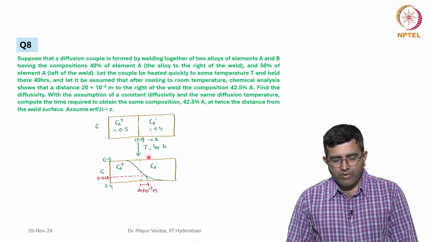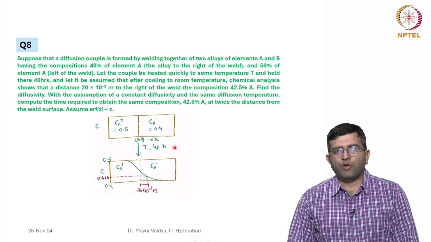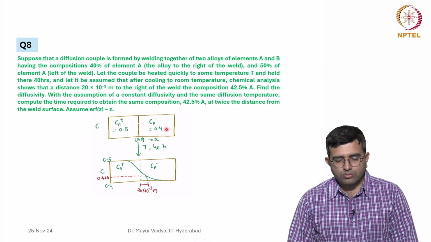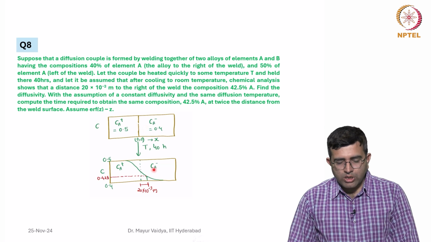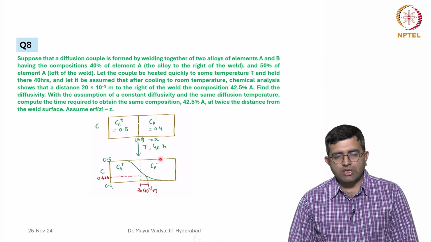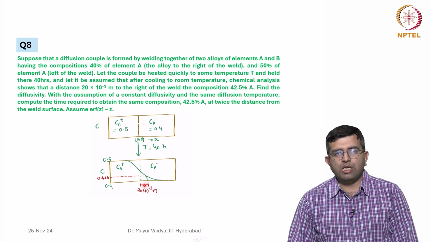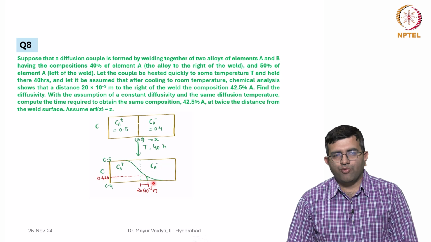So when this couple is heated at a certain temperature for 40 hours, A will start diffusing from left to right, because of the concentration difference. And the situation which is given after 40 hours is here. Basically, at a distance of 20 into 10 power minus 3, the chemical analysis shows that the composition is 42.5% A. I have written it as a fraction, 0.425.